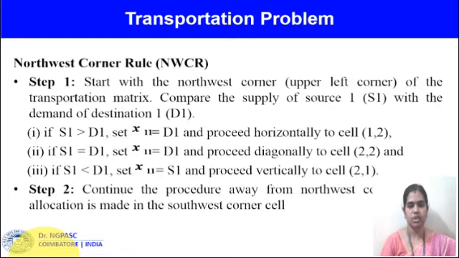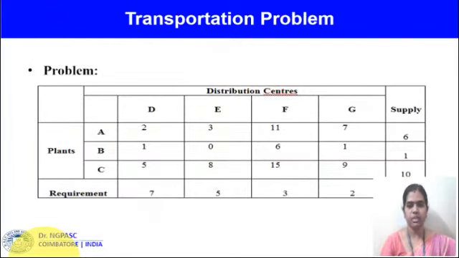First comes the northwest corner rule. This algorithm is given here, where we can see this using a problem, so it will be easy to memorize the algorithm. Given here is a problem where A, B, C represent the plants and distribution centers are D, E, F and G. Supply and demand is given here.